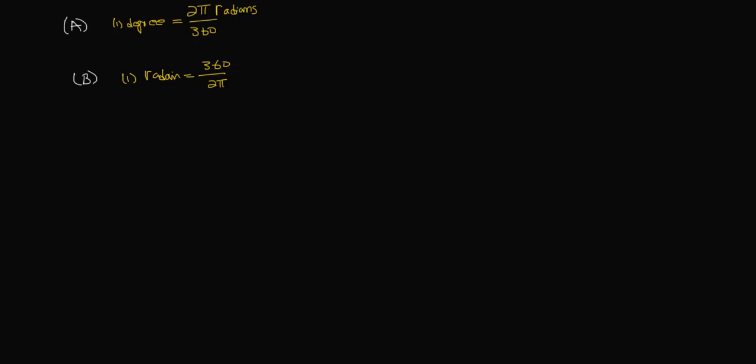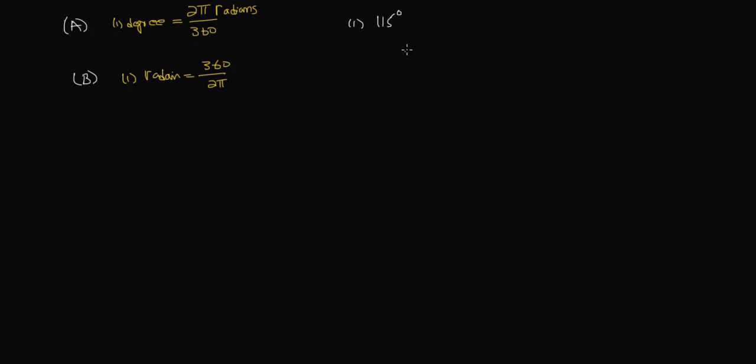Alright, let's do some problems of conversion. So first we're going to convert from degrees to radians. 150 degrees, and we have to convert it to radians. So in equation 1 we see the conversion between radians to degrees.